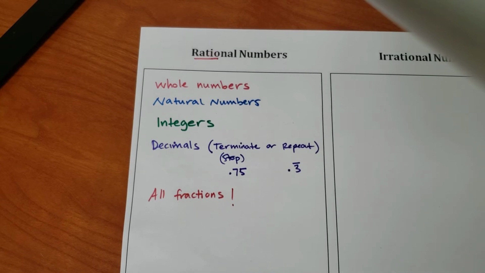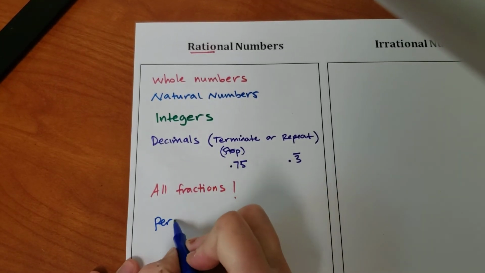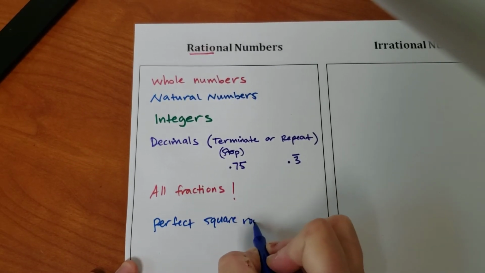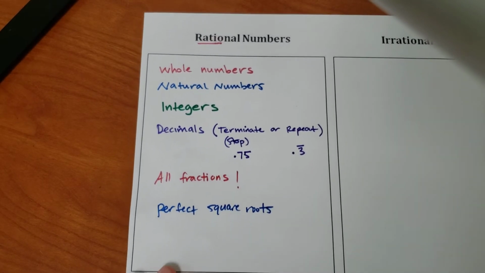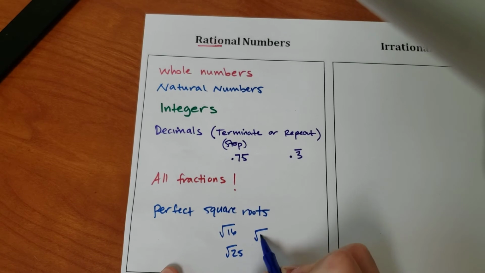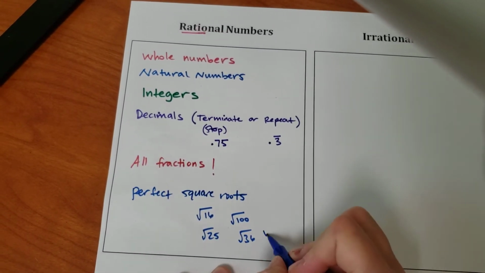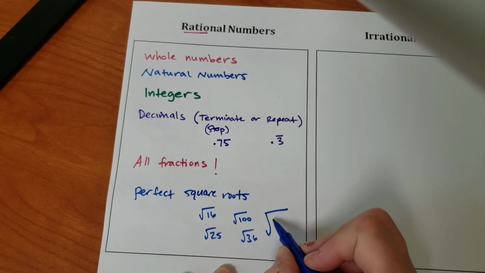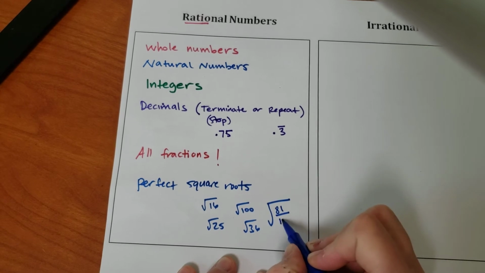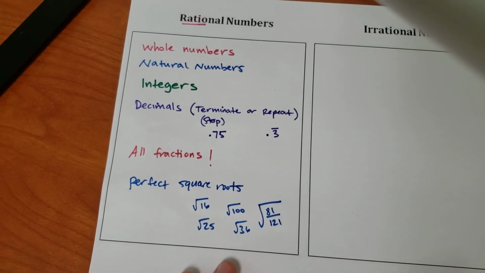And then the other kind of numbers that are rational would be your perfect square roots. So numbers that you know the exact answer to, like the square root of 16, the square root of 25, the square root of 100, the square root of 36, all of those perfect square roots. Even the square root of 81 over 121. That's rational. Why? Because you can evaluate it as a fraction.